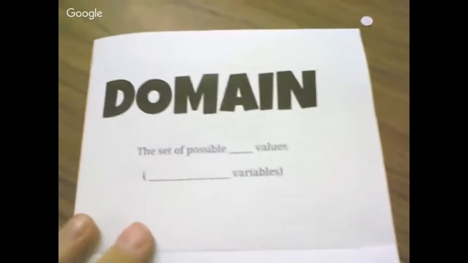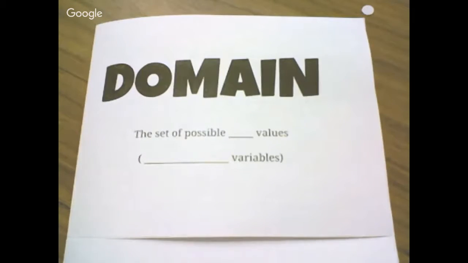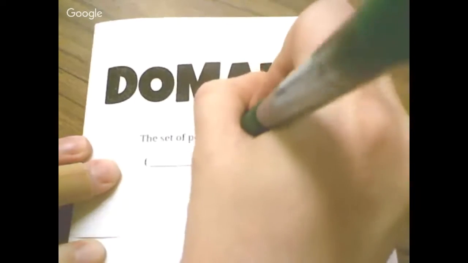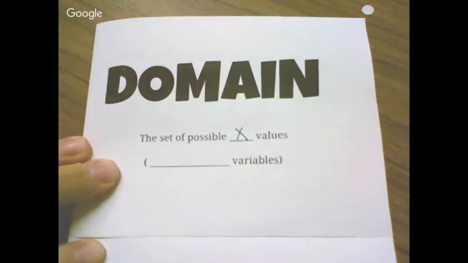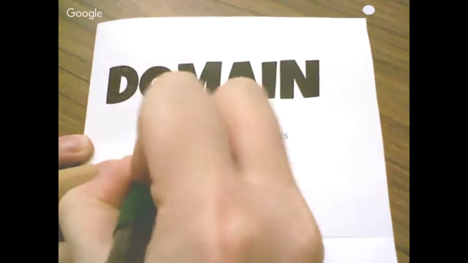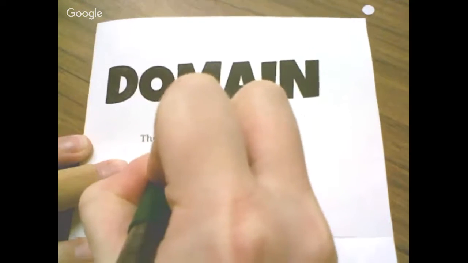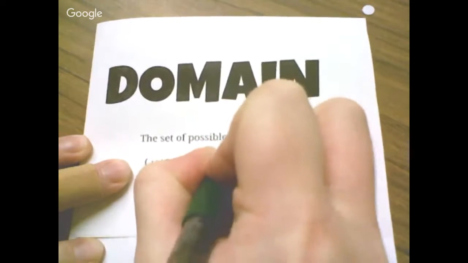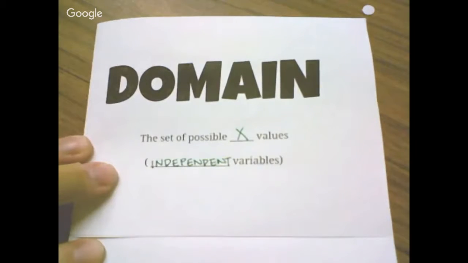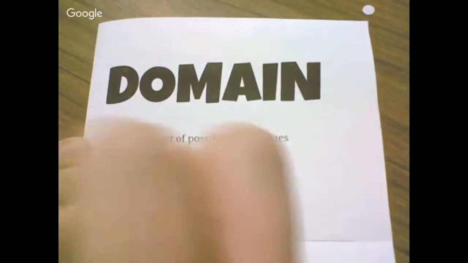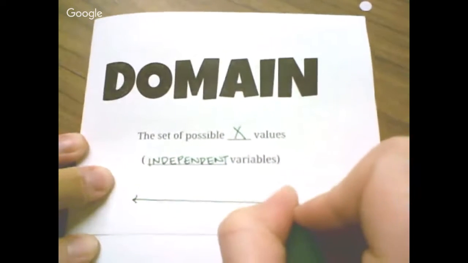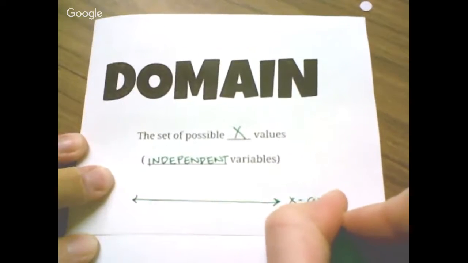Okay. Looking at the first one, we're going to talk about domain. Domain is the set of possible x values. These are all of our independent variables. So when we're looking at domain, we're looking at how it goes along the x-axis.